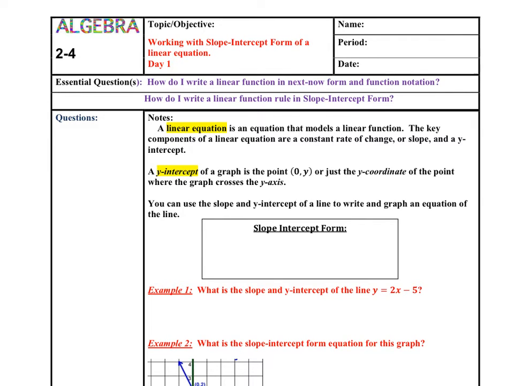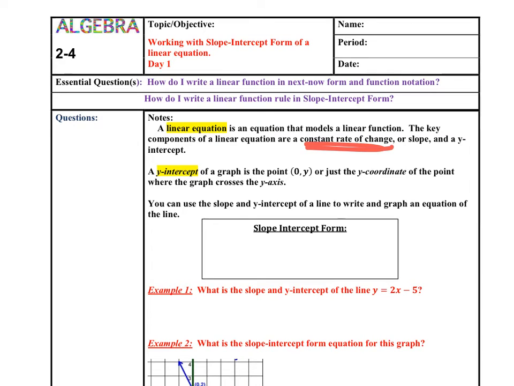First, a linear equation is an equation that models a linear function. The key components of a linear function or a linear equation are a constant rate of change, that's important, or slope, and a y-intercept. So something is only linear if it's changing at a constant rate, which means it's adding or subtracting the same amount every time.